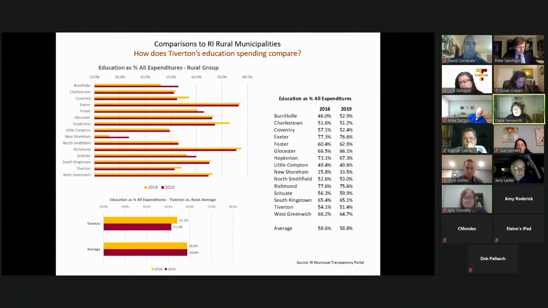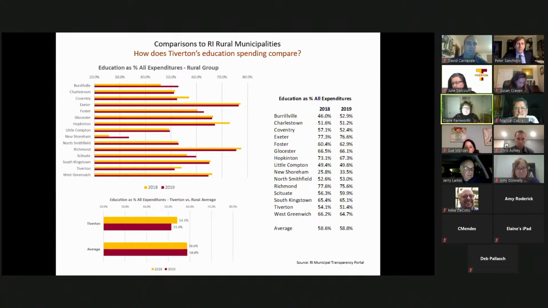It was a surprise to me, actually, at first, that Tiverton is considered part of the rural group. But when I look at the comparisons, it does make sense. Tiverton is a rather large town land-wise, but there are certainly large swaths of the town with low levels of population. So it does make sense that we're part of that rural grouping.